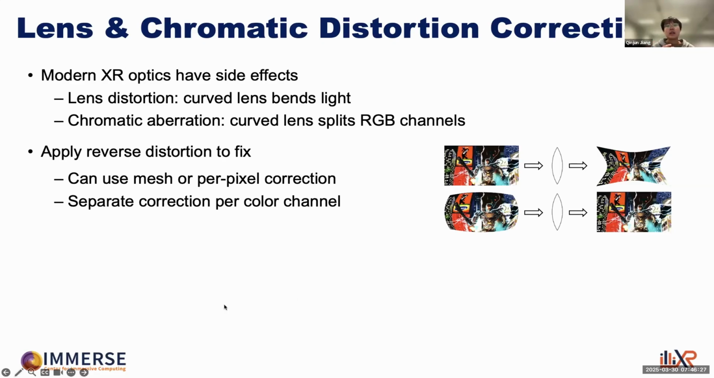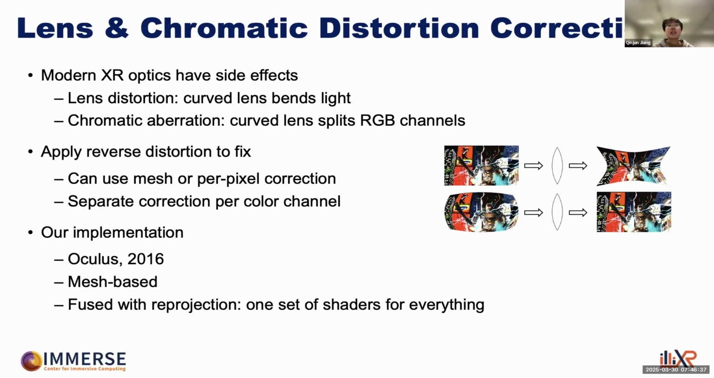Another thing we need to know is that since we have RGB channels, we really need separate corrections for each of the color channels. Our implementation, again, is based on an Oculus implementation from 2016. It is a mesh-based one, so relatively cheap. And it is actually fused with the reprojection process. So if you look into ILLIXR, you can really just see one set of shaders that does all of the reprojection and lens correction.